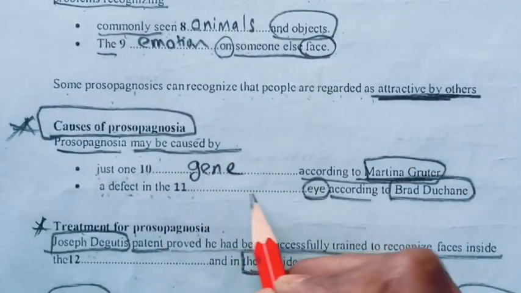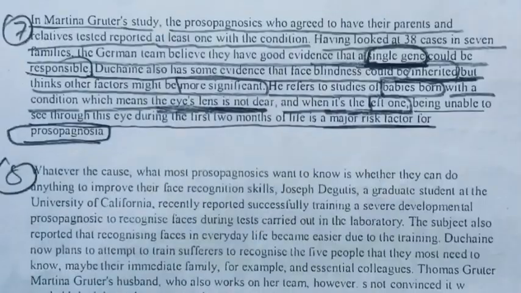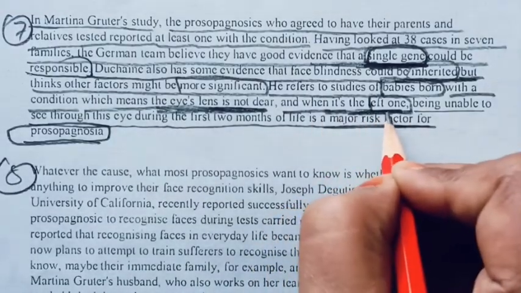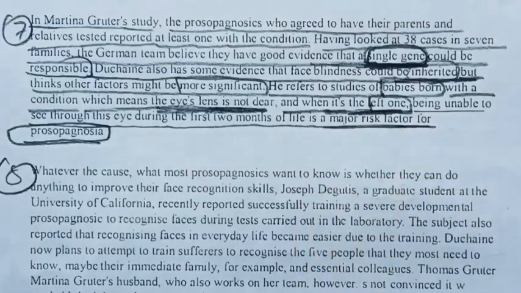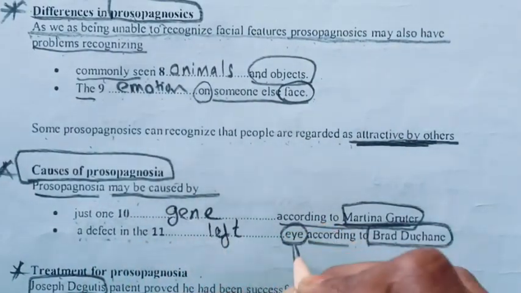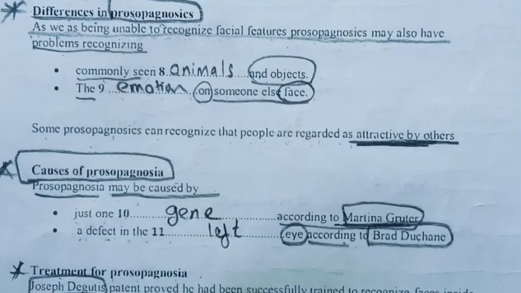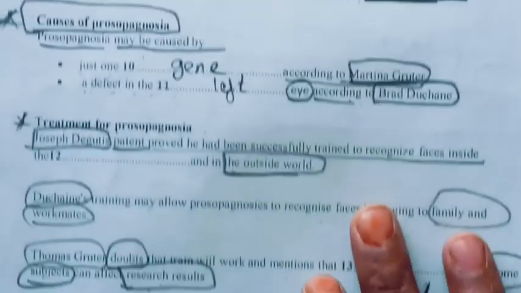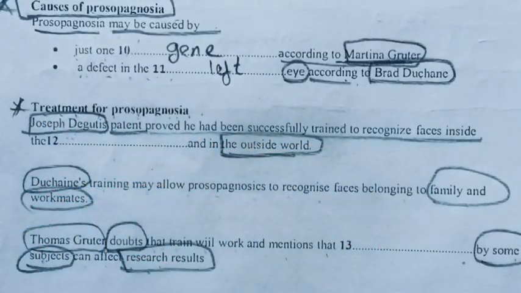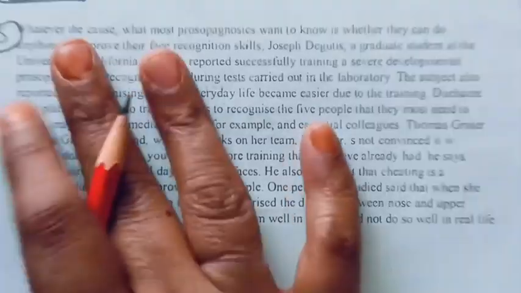A defect in the dash eye, according to Brad Duchenne. So a defect in left eye. Okay, a defect in left eye, according to Brad Duchenne. I hope you have understood from where we are getting our answers. Okay, so let's move forward. Here they are talking about treatment for prosopagnosia. So we will move forward towards our last paragraph.